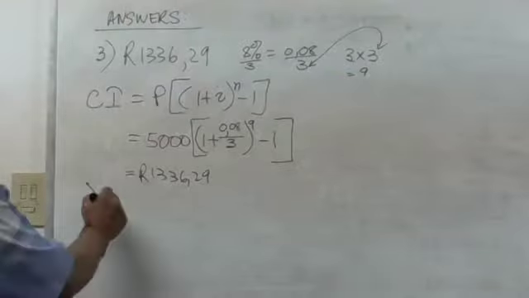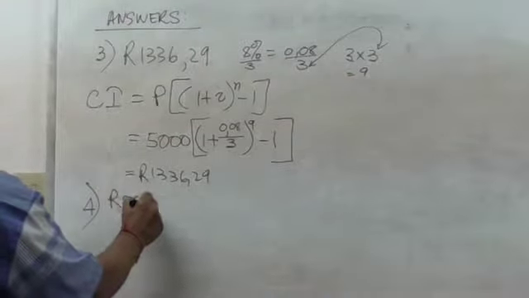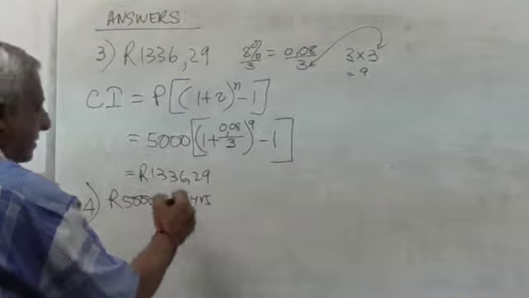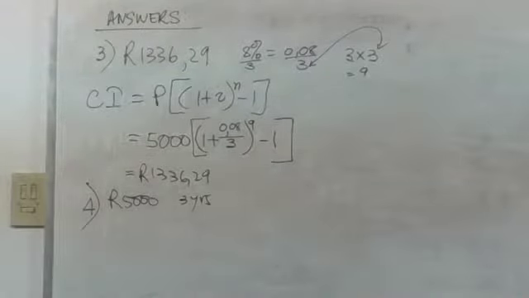Right, let's do number 4. In number 4, the capital is still 5,000. The time is still 3 years. Let's just check that. Number 4, we just want to check if it is 3 years. Yes, it's 3 years all the time.